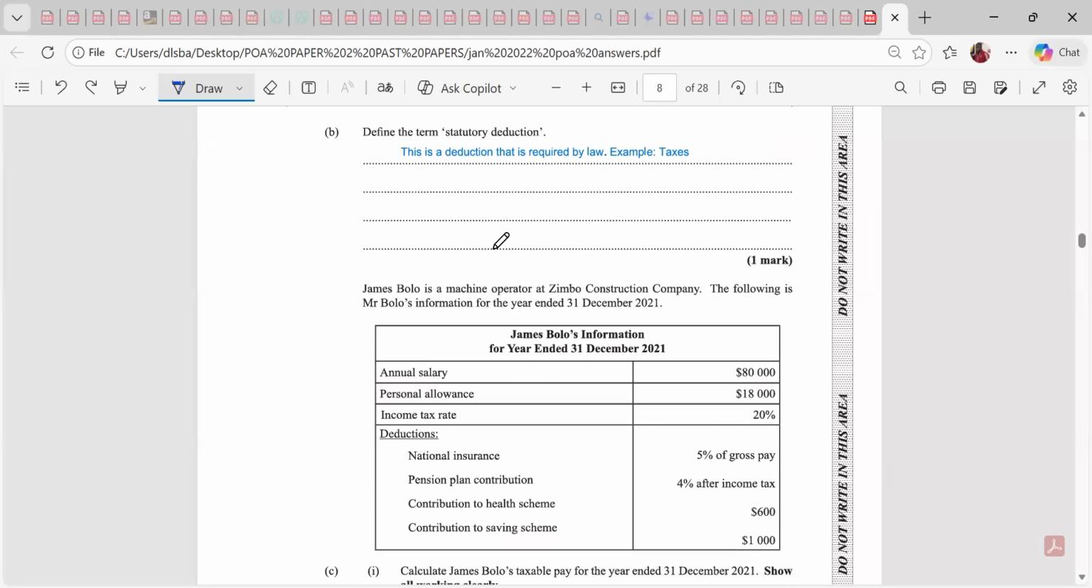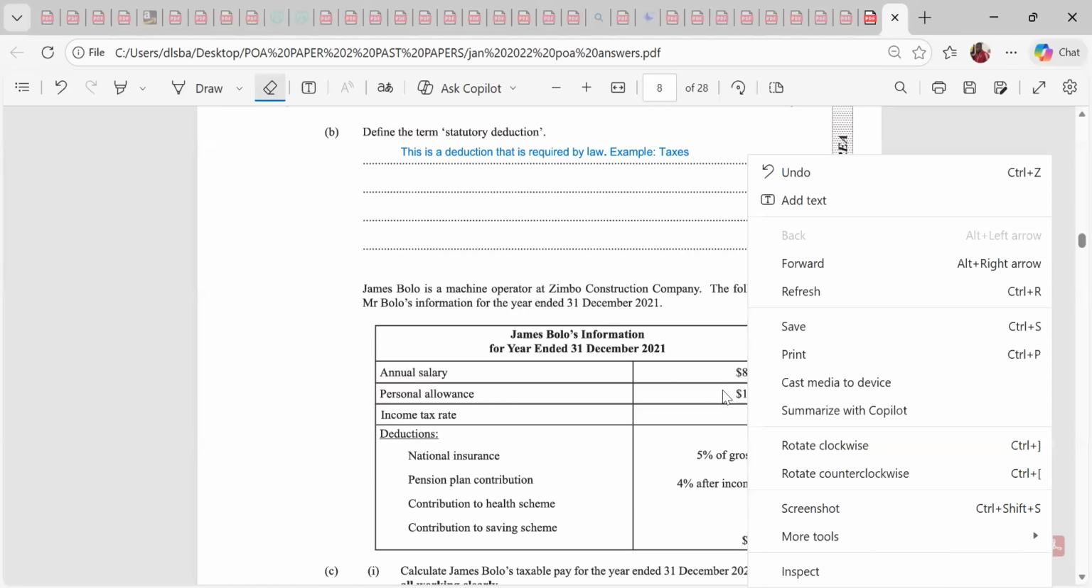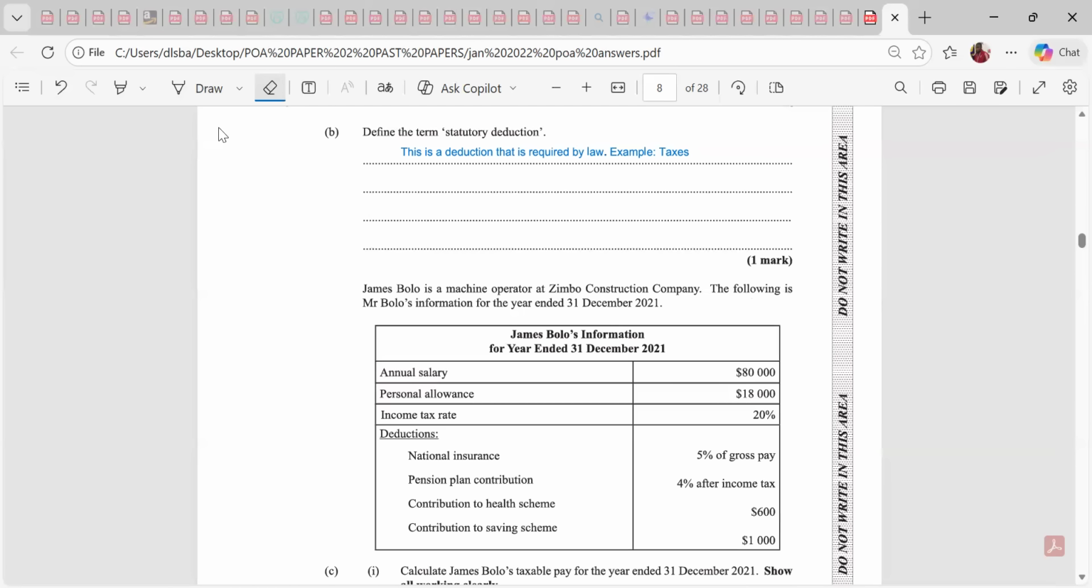Then they say James Bolo is a machine operator at Zimbo Construction Company. The following is Mr. Bolo's information for the year ended 31st of December 2021. Personal allowance. You gotta look at that. Income tax rate, information on the other deductions.